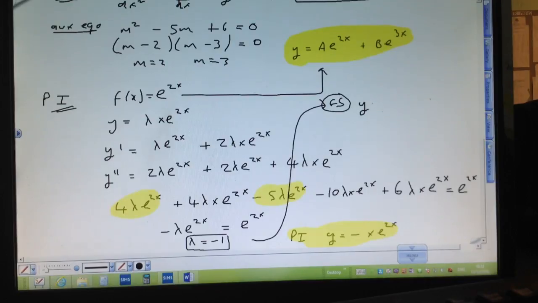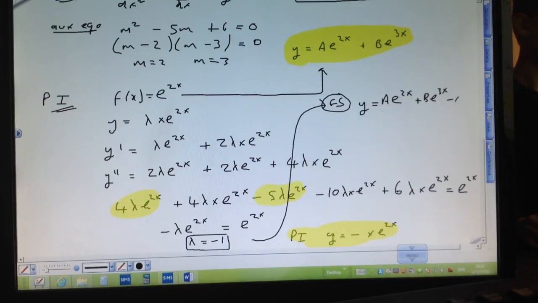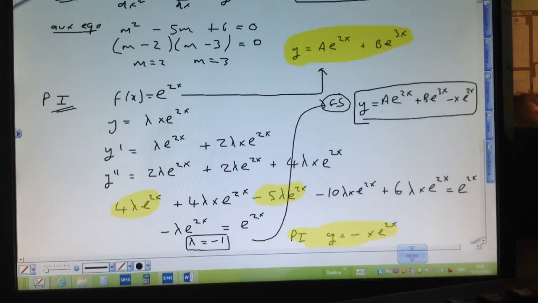So the general solution is y equals a e to the 2x plus b e to the 3x minus x e to the 2x. Okay, and that's the general solution just there.